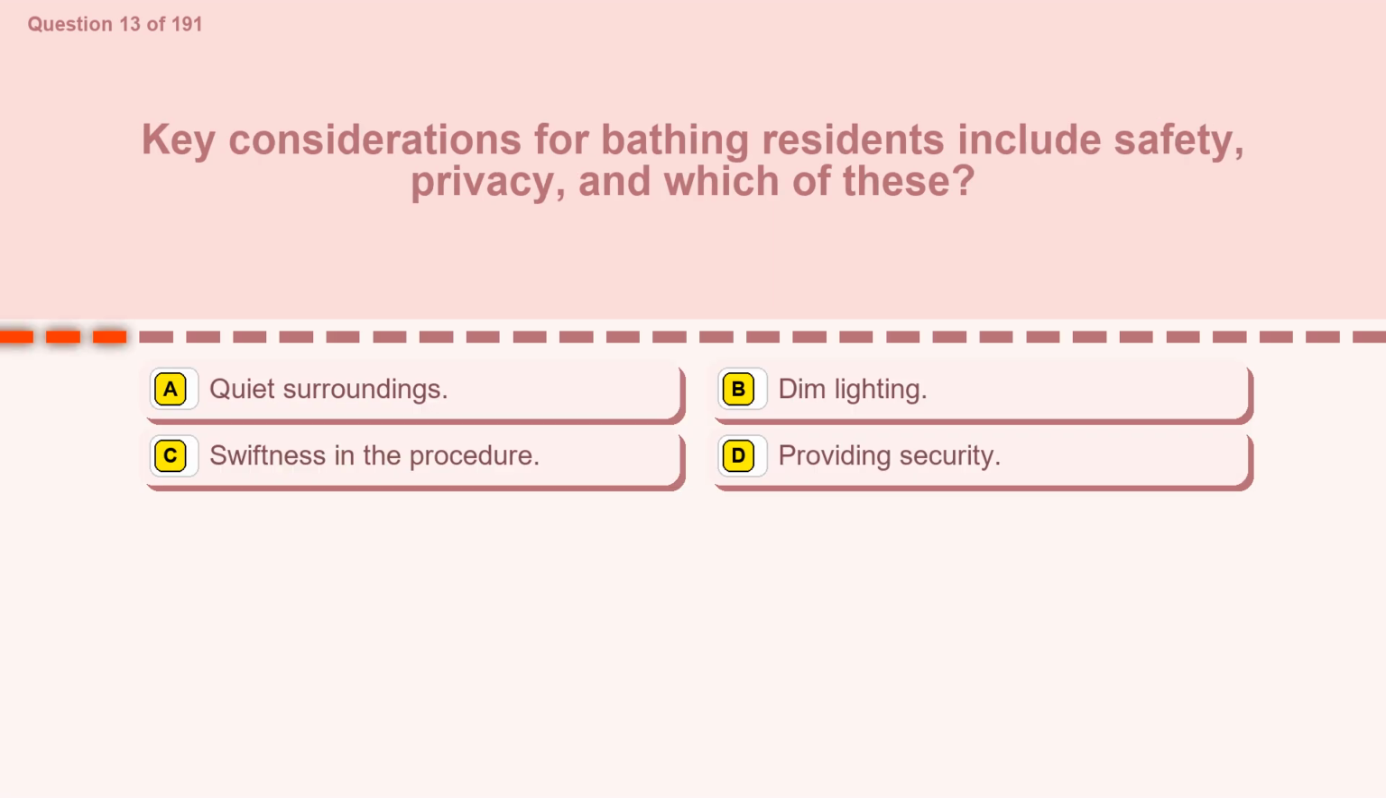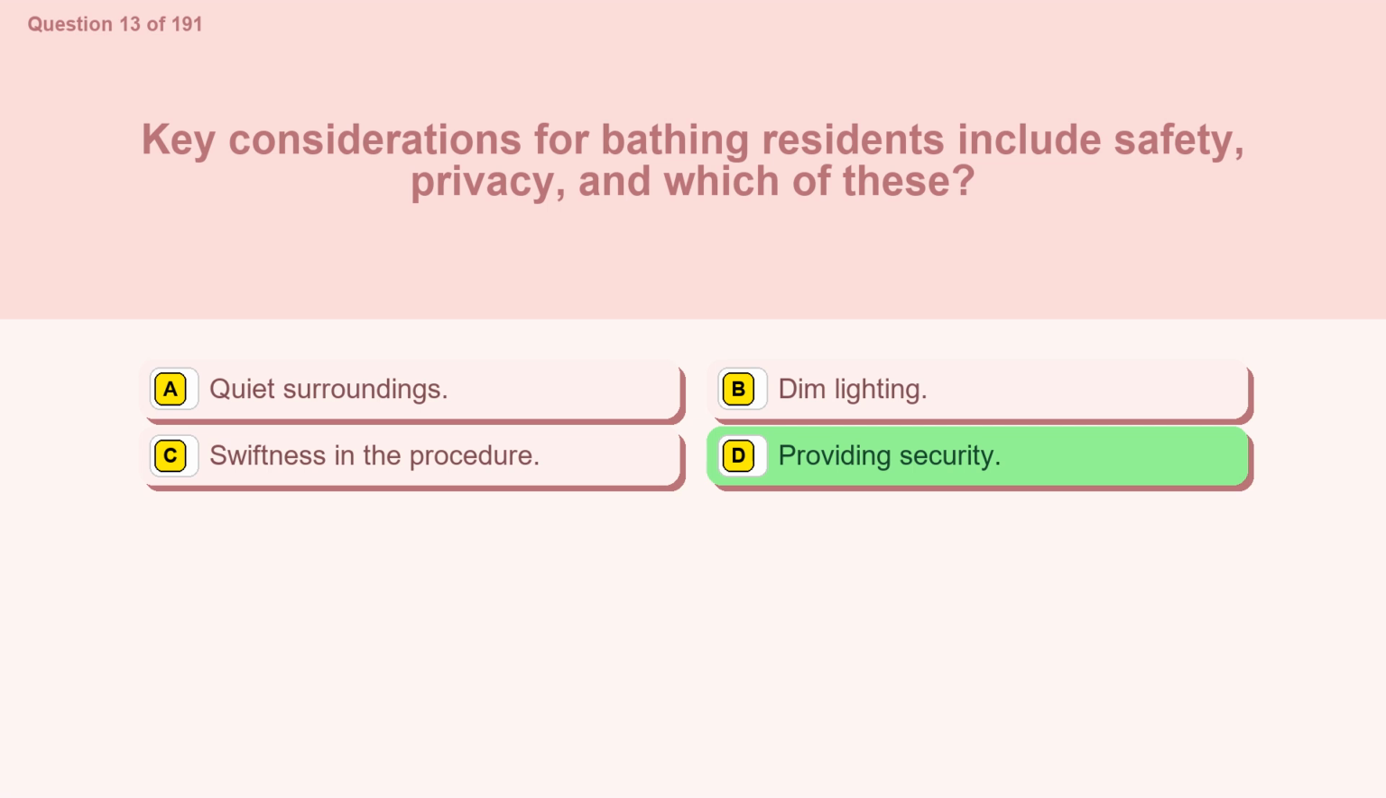Question 13. Key considerations for bathing residents include safety, privacy, and which of these? Option A, quiet surroundings. Option B, dim lighting. Option C, a swiftness in the procedure. Option D, providing security.